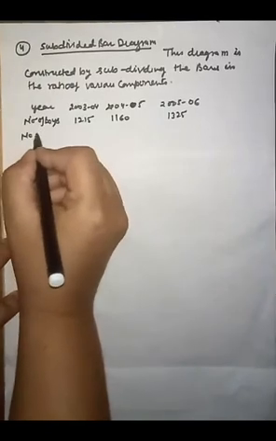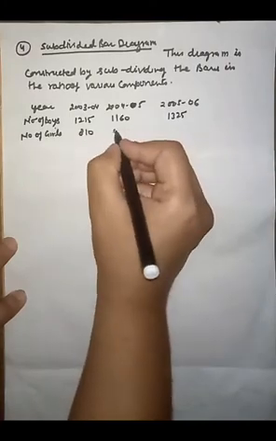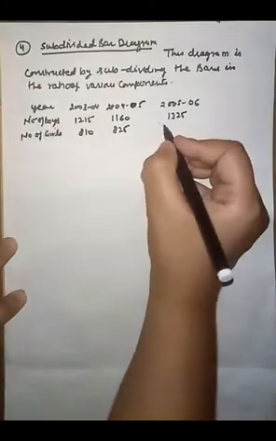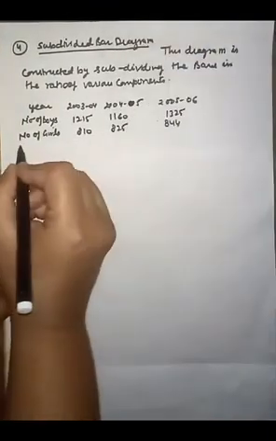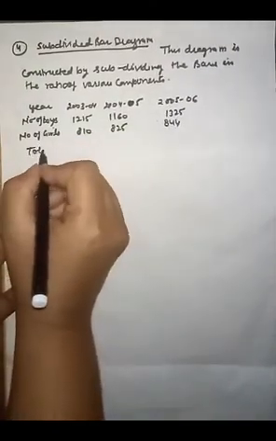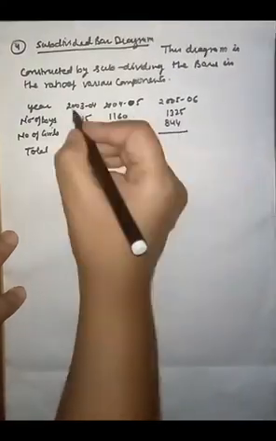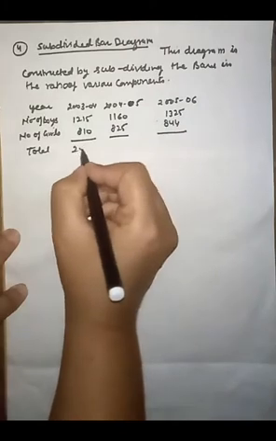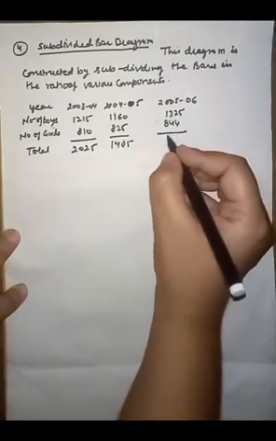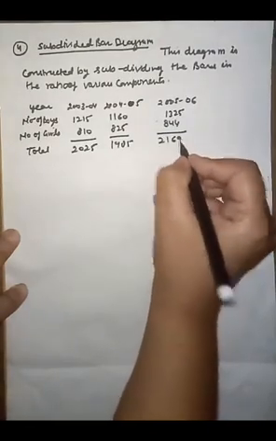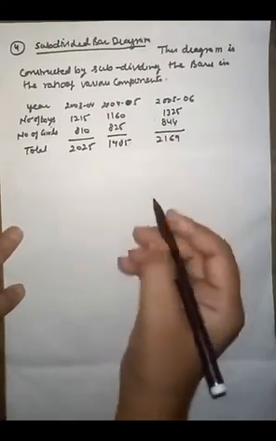And the number of girls 810, 825, 844, right? So firstly we add all these to know the total length of the bars. What is it? So this one is added, this comes 2025, now this comes 1985, and now this comes 2169, right? Now we draw the subdivided bar diagram.